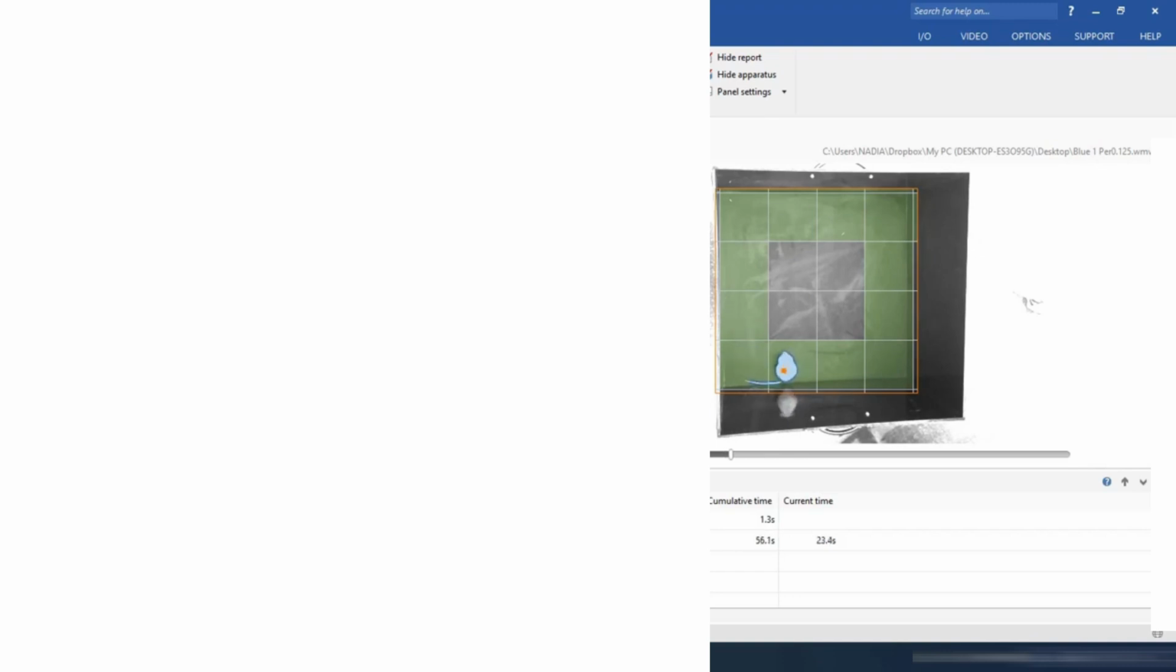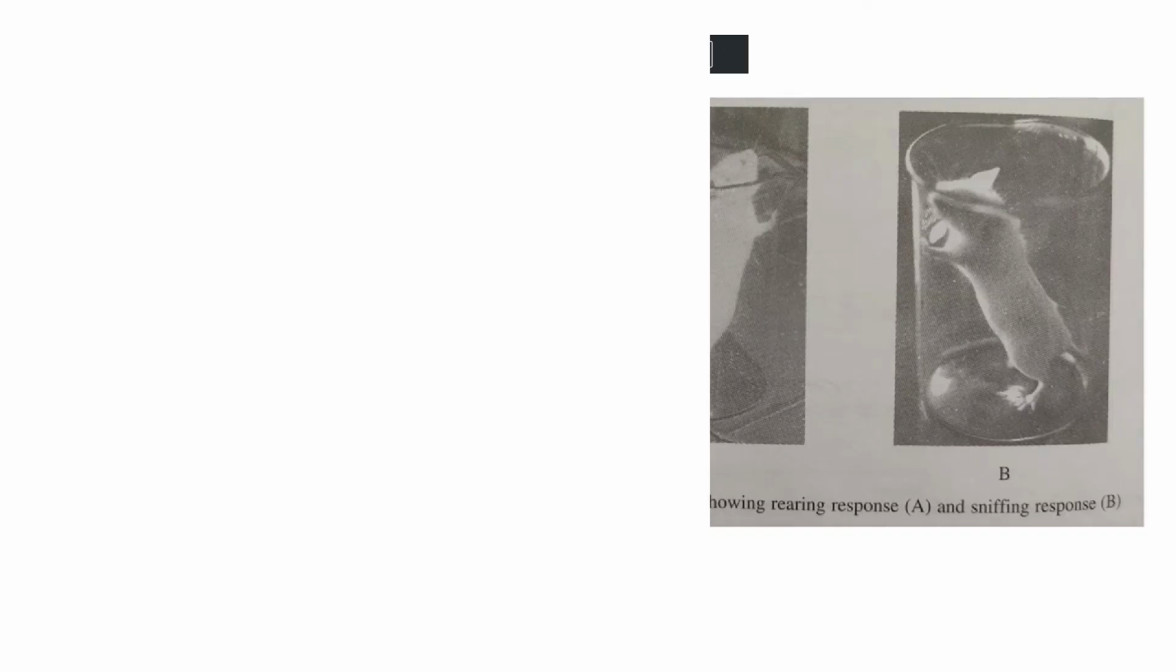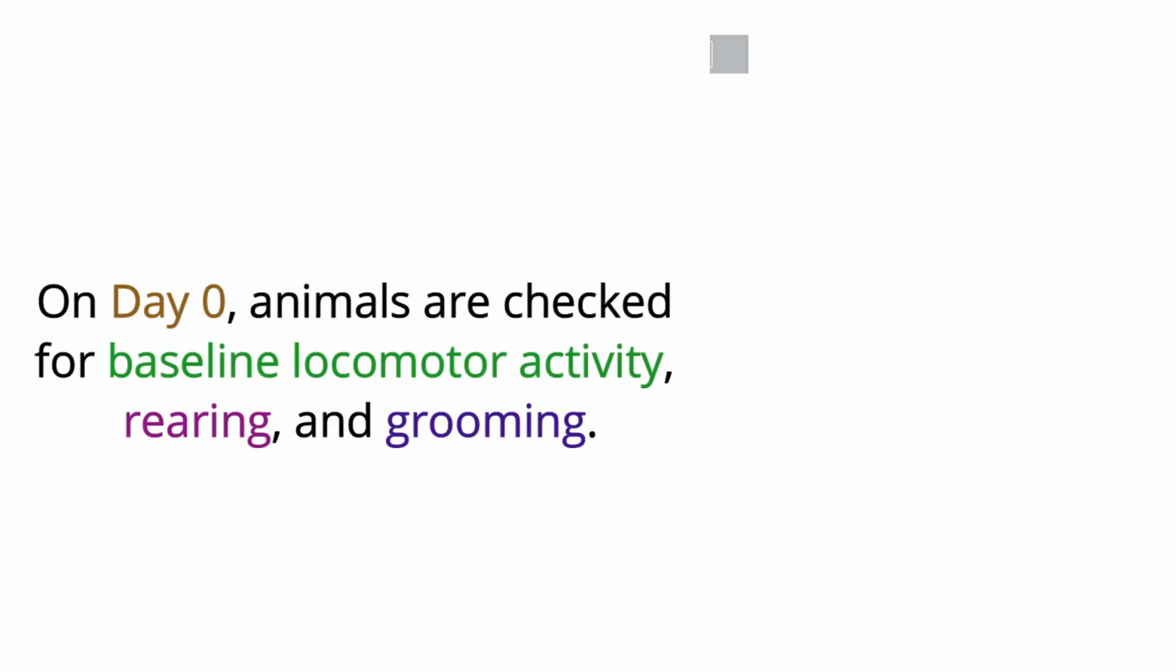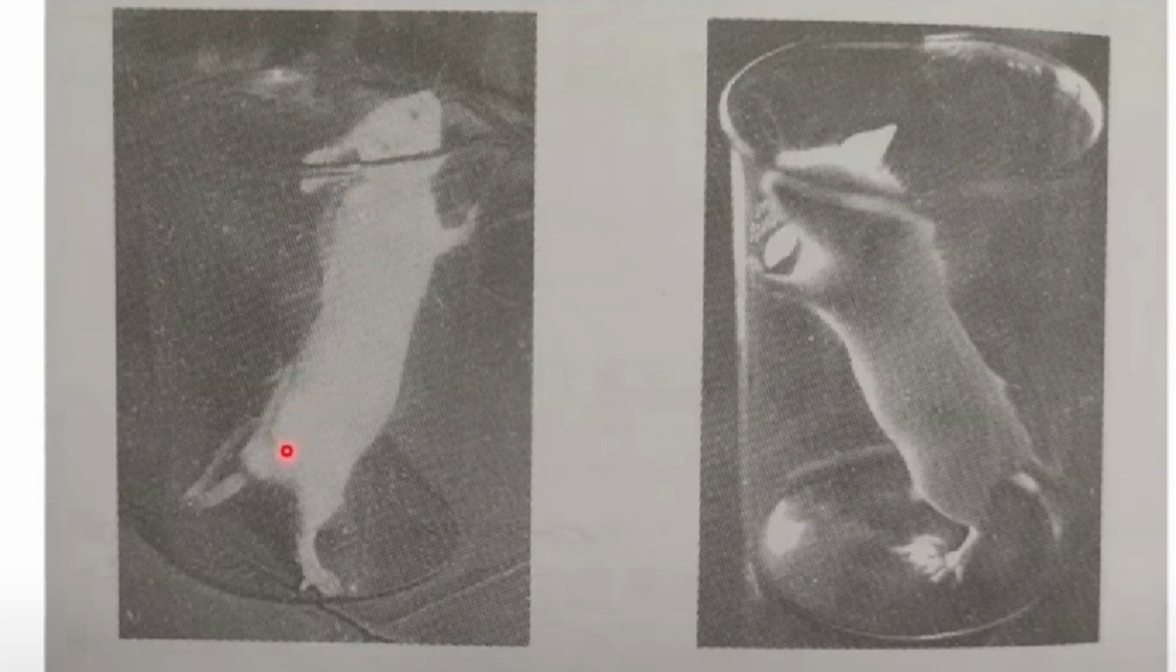While conducting this type of experiment, on day 0, the animals are checked for baseline locomotor activity, rearing and grooming. I already explained that: rearing means standing on hind limbs, indicating exploratory behavior, and grooming, cleaning behavior, reflecting emotional and stress state. So two types of behaviors on day 0 we have to check.